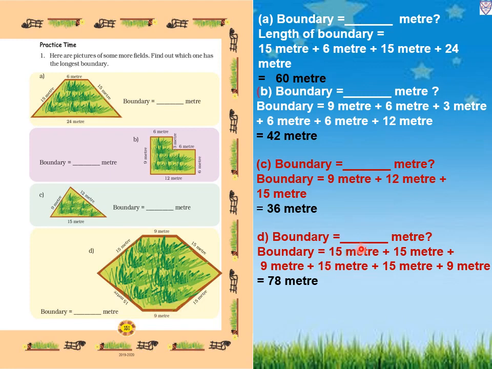So 15 meter plus 15 meter, that is 30 meter. 30 plus 9, 39. 39 plus 15, 54 meter. 54 plus 15, 69. And 69 plus 9, that is 78 meter. So now which one has the longest boundary? So therefore field D has the longest boundary.